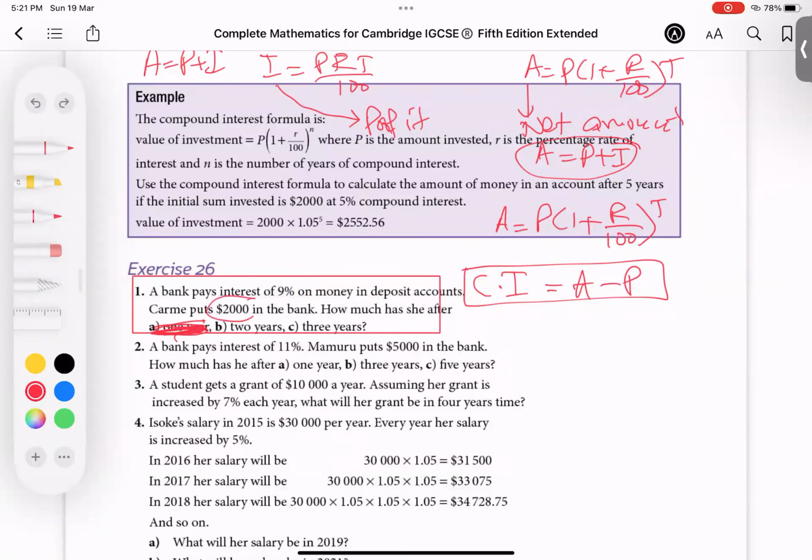Then he's saying 2,000 is an investment. So P is 2,000. And how much she will get after 2 years? So T is 2, and I think you can find easily. Wait a minute. I'm asking 2 questions from here. First of all, question number 1. Or I change the question. Not even 2 years. So this is the question you find. You have to find out the compound interest.